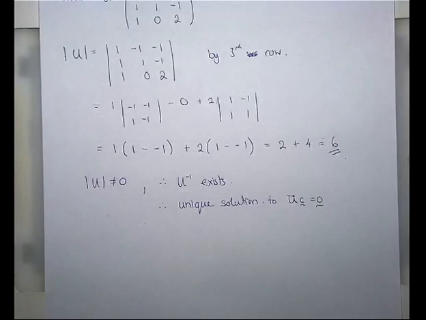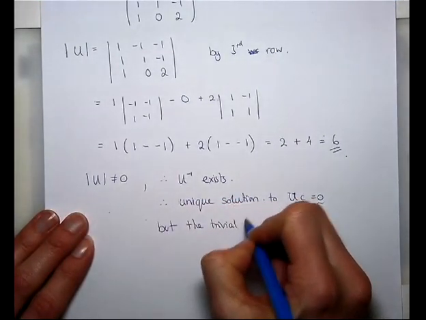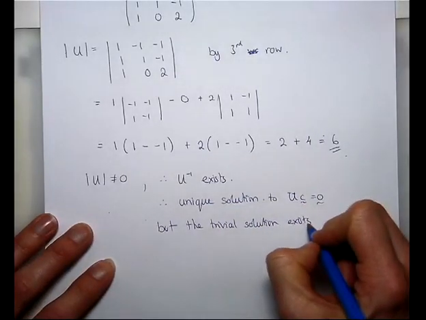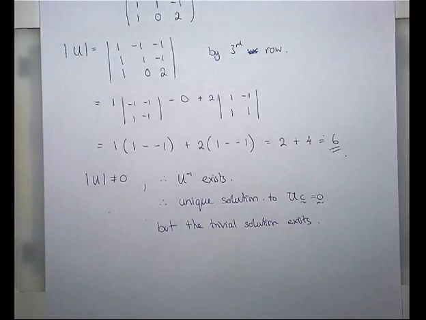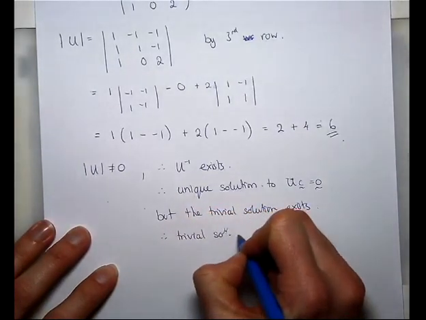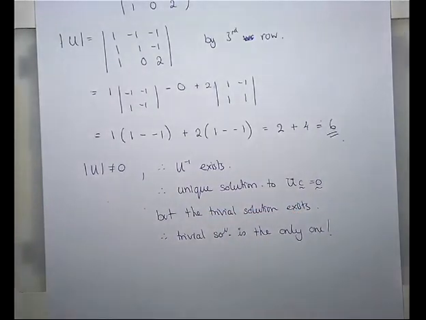Now we know, because it's homogeneous, that one of the solutions is that all the C's are 0, right? Now if the trivial solution exists and there's only one solution, that's the only choice. So that's where we get our answer from. The trivial solution is the only one. That's the only choice we can have.